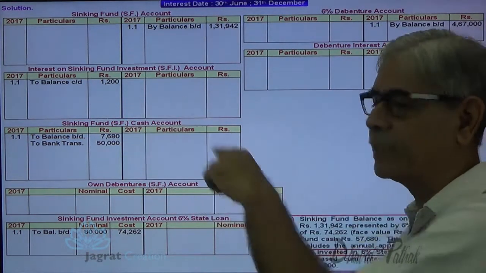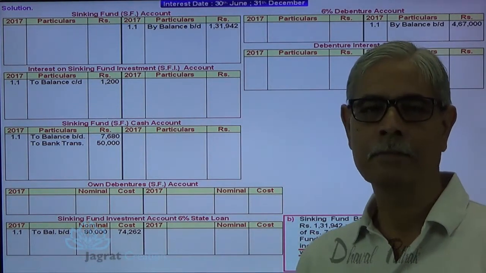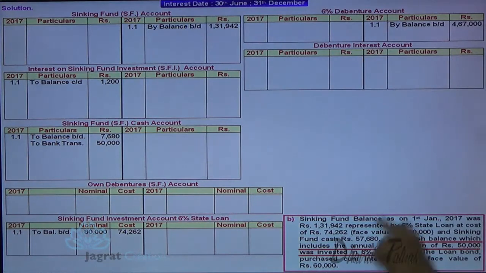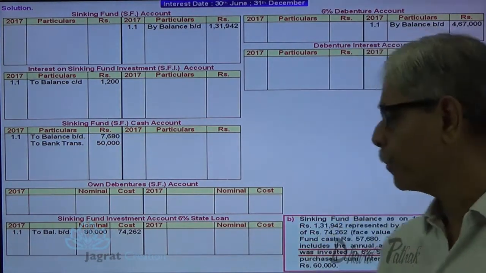Now from this cash balance available, what is being done? The state loan is purchased. What is the face value of state loan purchase? 60,000. So 60,000 state loan purchased by payment of 57,680.